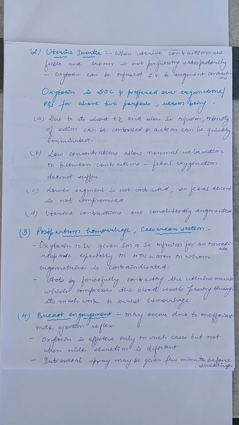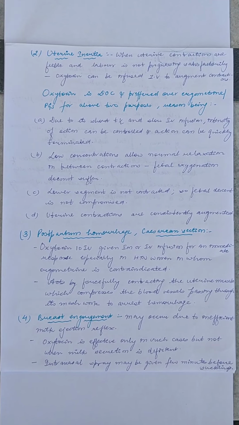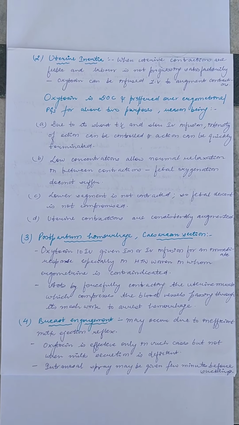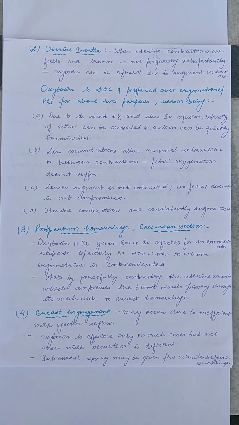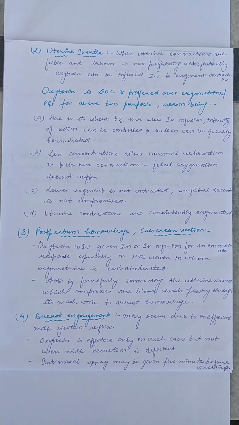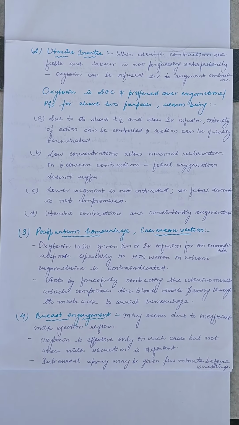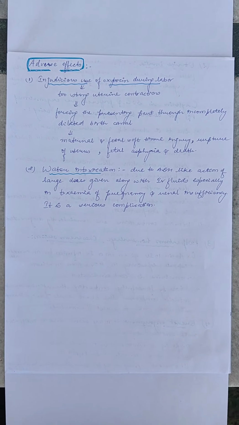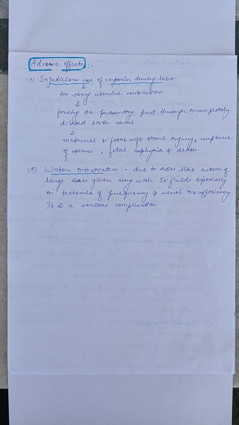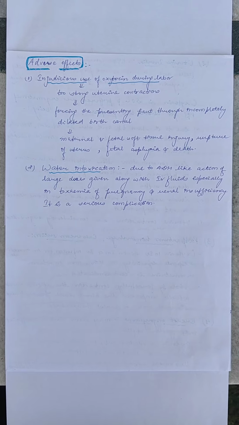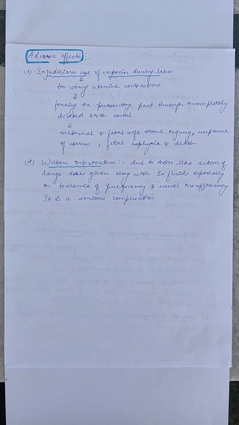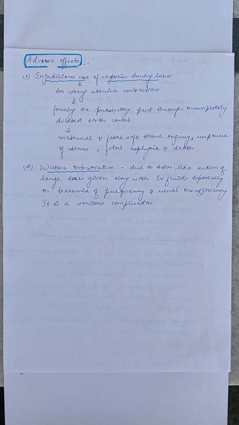Now we will talk about the adverse effects of oxytocin. Oxytocin adverse effects are basically two adverse effects. First, it is due to injudicious use of oxytocin during labor, and it leads to too strong uterine contractions. Ultimately, it will force the presenting part through the incompletely dilated birth canal and will lead to maternal and fetal soft tissue injury, rupture of uterus, fetal asphyxia, as well as death.